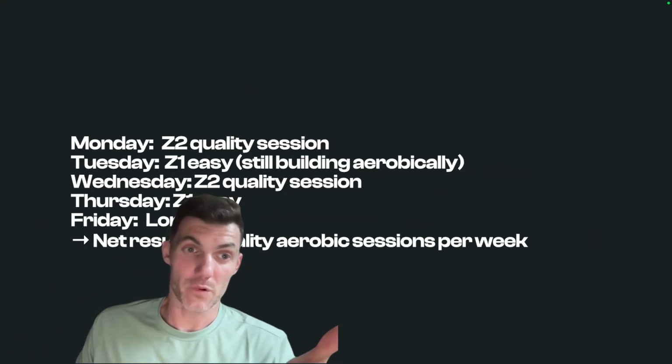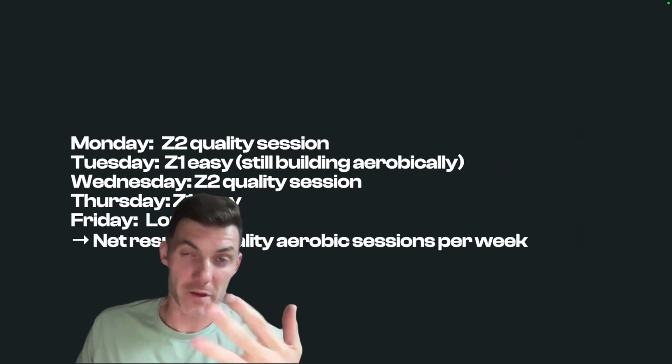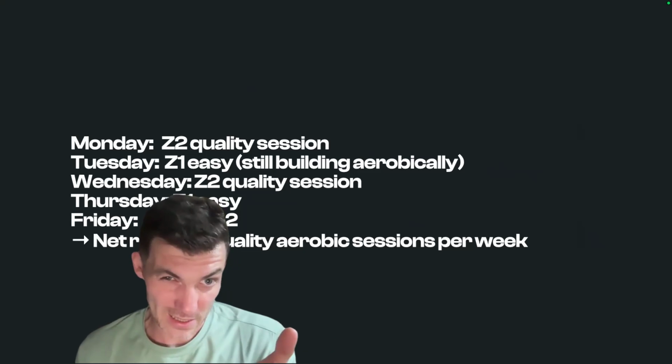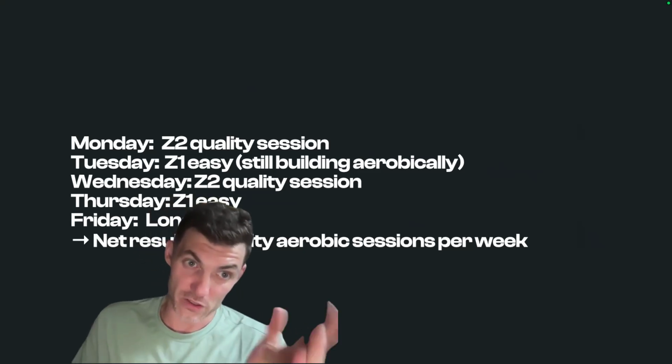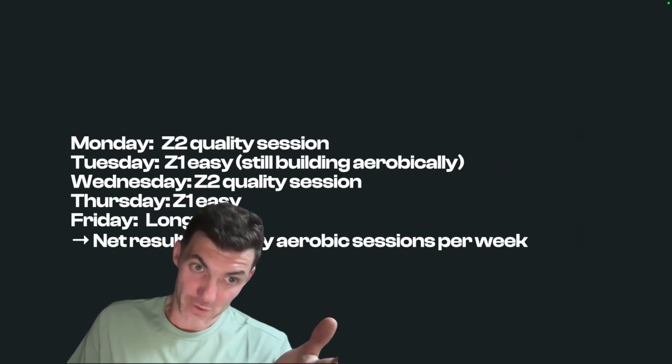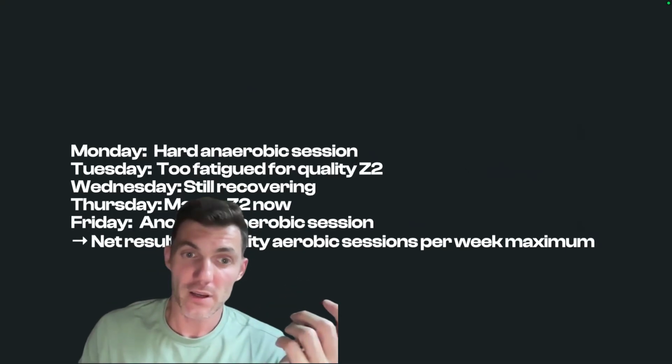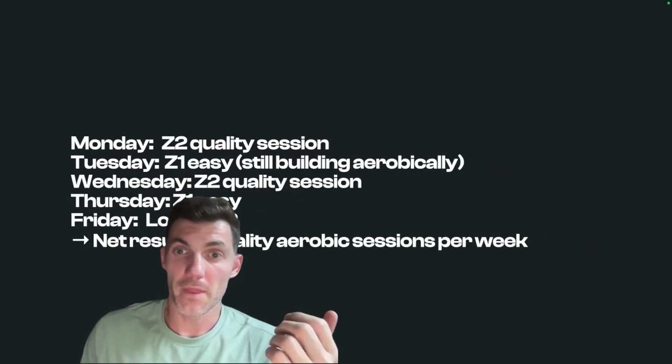Here's a better example. This is a plan: zone two quality sessions, zone one easy, still building aerobically. Zone two quality sessions, zone one easy. Then Friday, zone one, zone two. So five quality aerobic sessions per week versus this one where you have one, two.